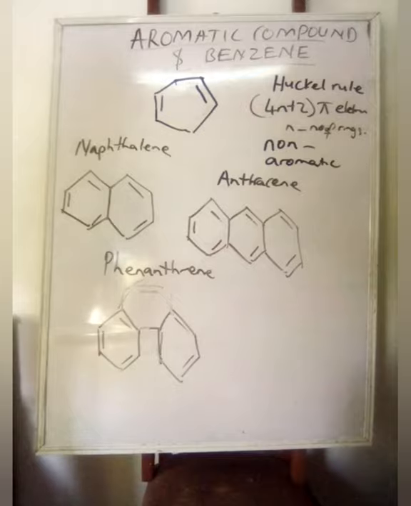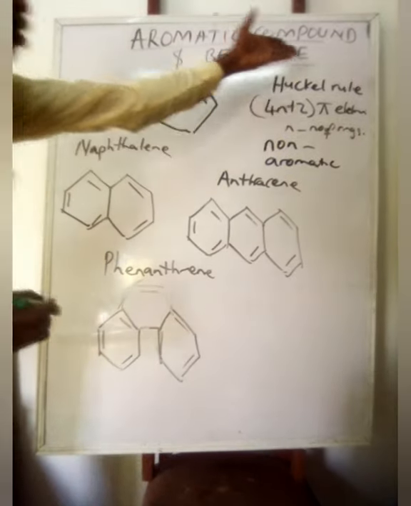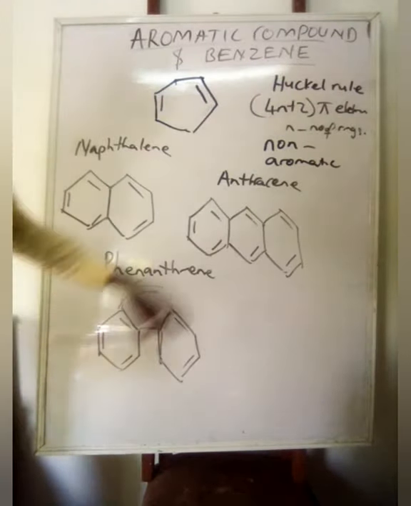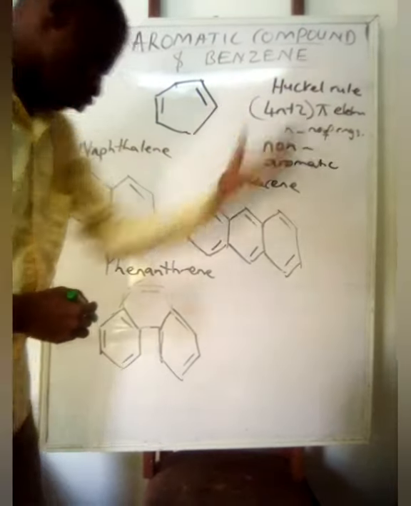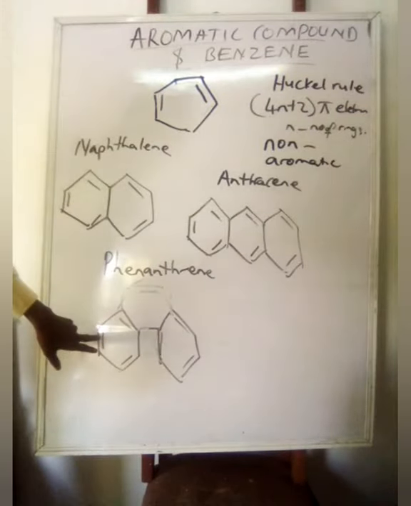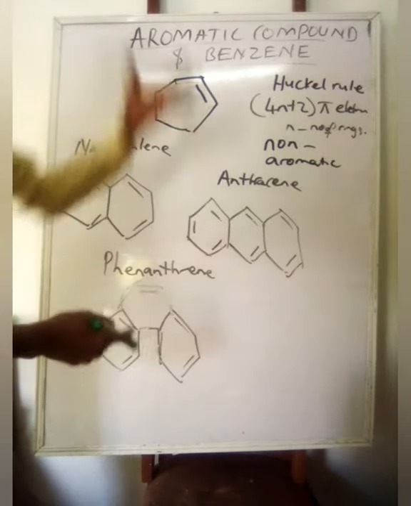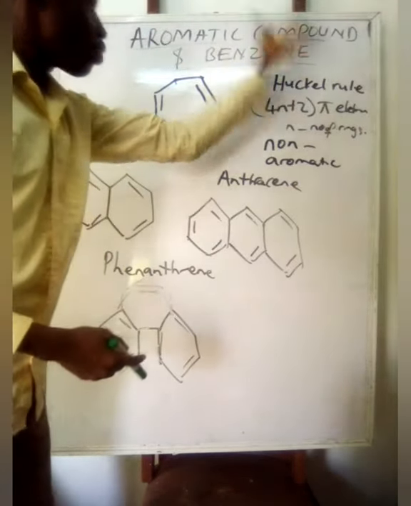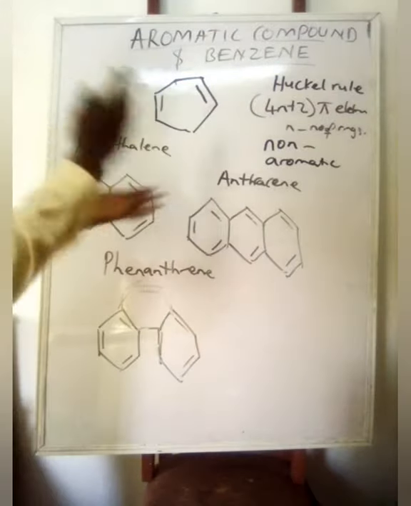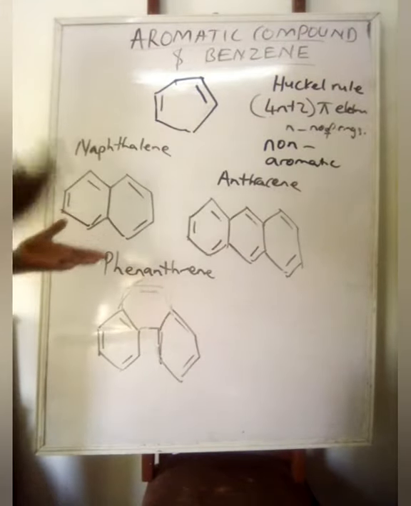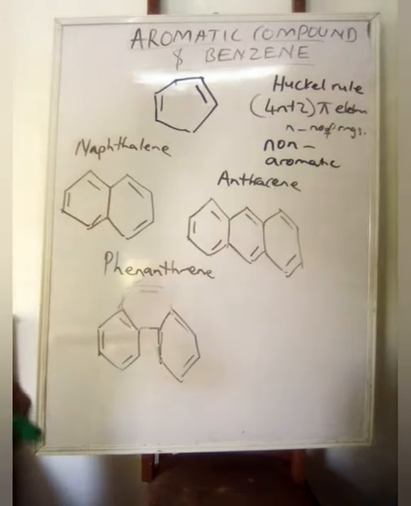Can you see this? Making use of Huckel's rule, we have a 3-ring system, which is what? 14 pi electrons. And making use of the structure, we're having 1, 2, 3, 4, 5, 6, 7. 7 times 2, which is 14. We're having the same value. Therefore, phenanthrene is also what? An aromatic compound.